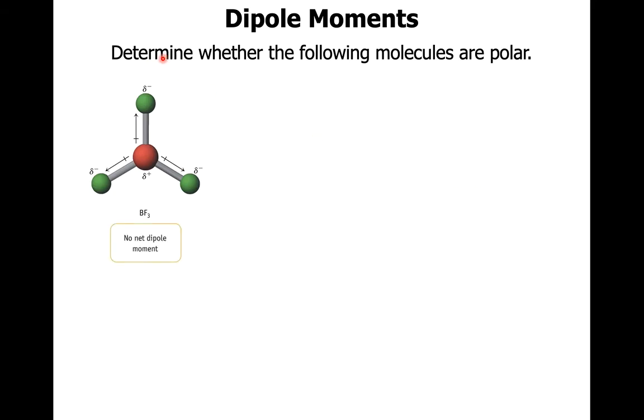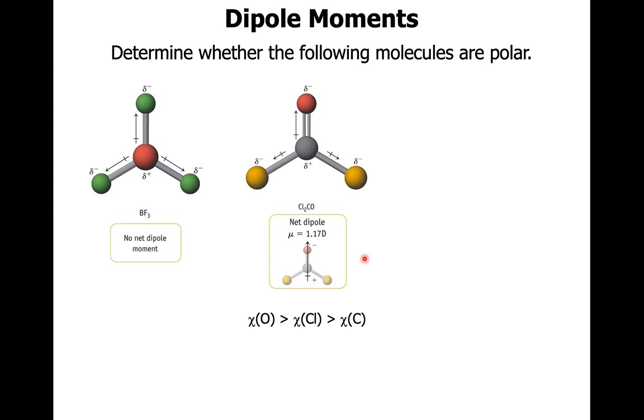All right, here's a few for us to compare now. Determine whether the following molecules are polar. BF3. So it has 3 very strong individual dipoles in it. However, they're all equal and opposite, and so they cancel each other out to give us no net dipole. If we take the same general structure, this is a carbon in the middle, this is a chlorine, this is a chlorine, this is a double bond oxygen here at the top. Well, since these are not identical atoms, we end up with a net dipole at the end.